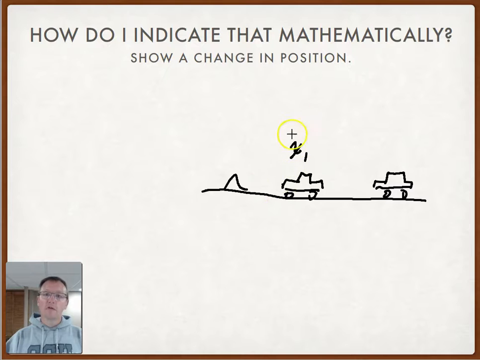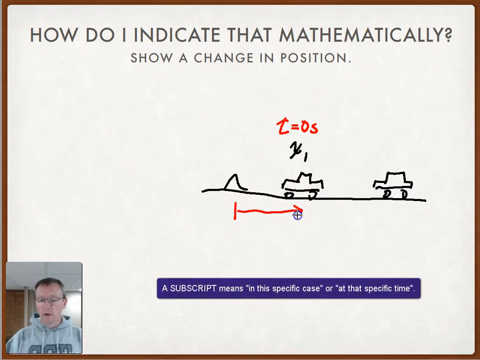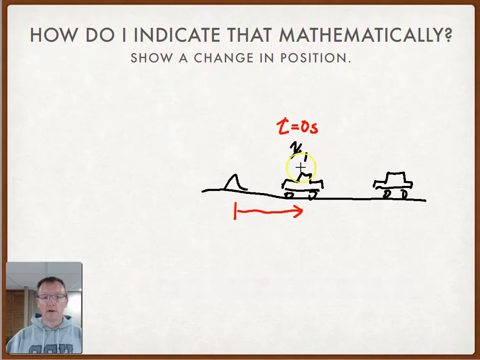So it's first position. Now if you remember from the last drawing, what I said was that that was at time 0 seconds. So the actual instant that I notice where the car is located, that position is x sub 1. The sub just means it's at that first time that I see it. That's all. Anytime you have a subscript, we're talking about something that happens in a specific case or at a specific time. And in this case, it's the first time I see it.